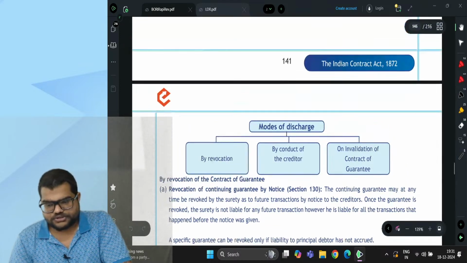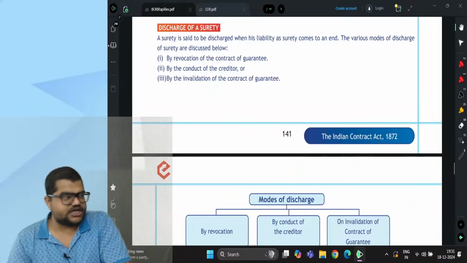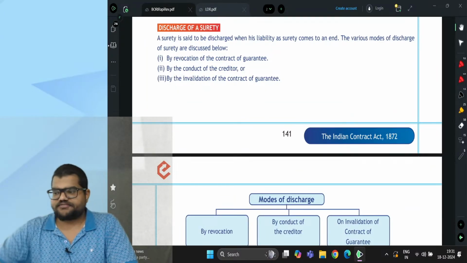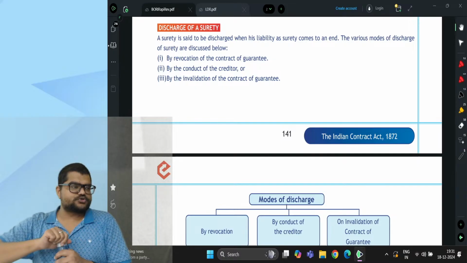We were supposed to start with this topic, which is discharge of surety. This is where we are. This is from where we are supposed to start today.